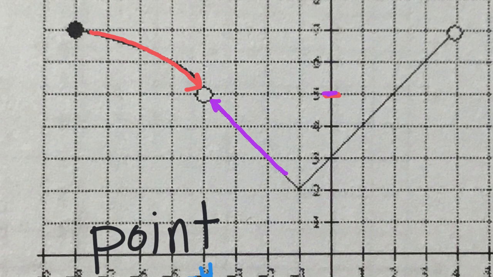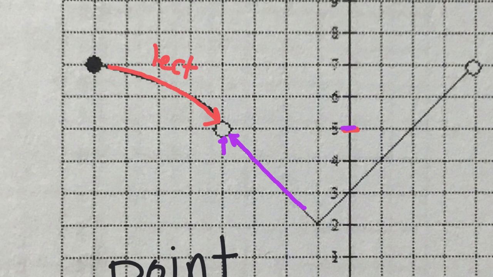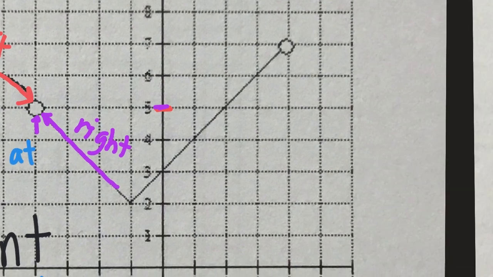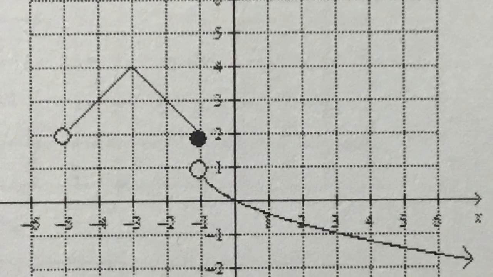Okay, so if the graph approaches from the left and from the right, goes to the same y value, but there is an open hole there, that means we have a point discontinuity. Okay, so there are three things that we're looking for when we're looking for point discontinuity. What is the graph doing from the left side of that x value? What is the graph doing from the right side of that x value? And what is the graph doing exactly at that x value? Okay, so if we have point discontinuity, we're looking at three different things.